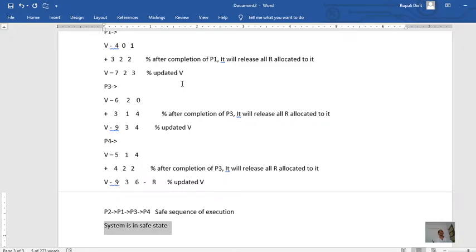In the next video, we'll see one example which is leading to an unsafe state of the system.